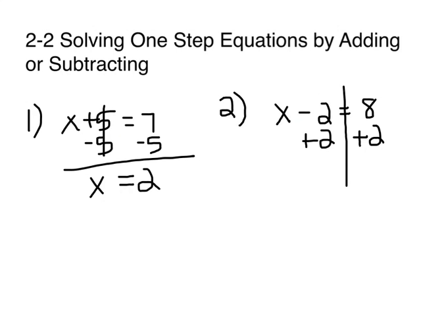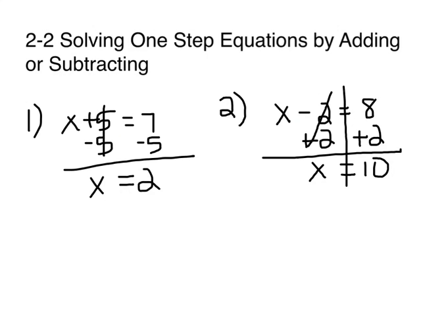Remember that in an equation, whenever we add something to one side of the equation, we have to add it to the other side of the equation so that our equation stays equal. So negative 2 and a positive 2 on the left side cross off, and we're left with x. On the right side, we have a positive 8 and a positive 2, so 8 plus 2 is 10.